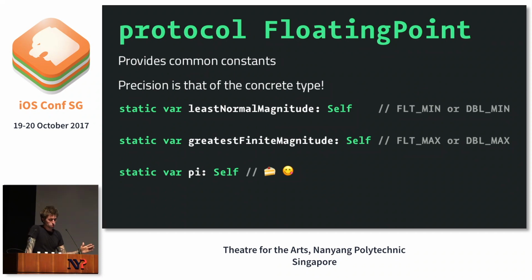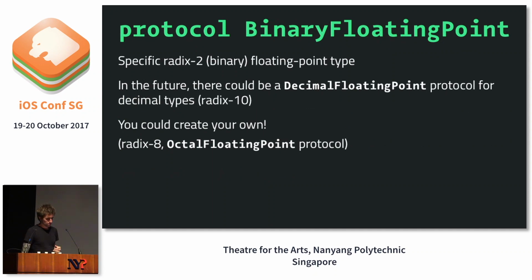The FloatingPoint protocol also provides common constants. So we have leastNormalMagnitude and greatestFiniteMagnitude. This is equivalent to like FLT_MIN or FLT_MAX, but in Swift 4 they have been renamed. Again, this lives on the protocol, so for each specific type, you get the precision of that type. So even the constant pi, if you call Float.pi, you'll get 32 bits of precision for pi. Otherwise, if you call Double.pi, you'll get 64 bits of precision for that constant.